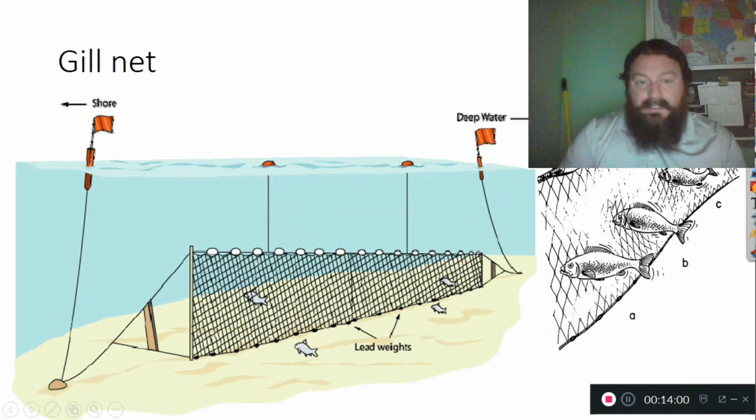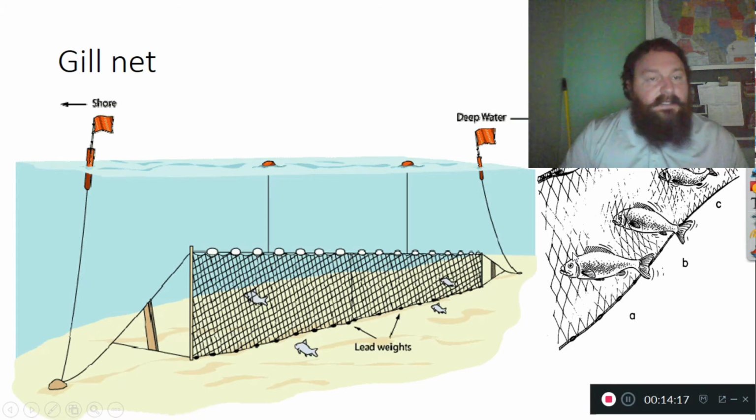Second method is gill netting, and gill netting is a pretty problematic thing from a bycatch standpoint as well. They put these nets out in the ocean that have holes in them big enough for the heads of the fish to go in, but by the time it gets to their dorsal fin and their pectoral fins, the pectoral and dorsal fins can't make it through.